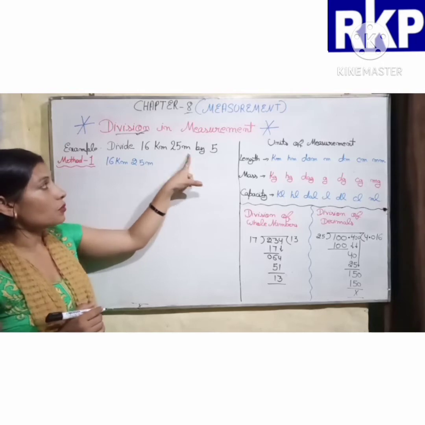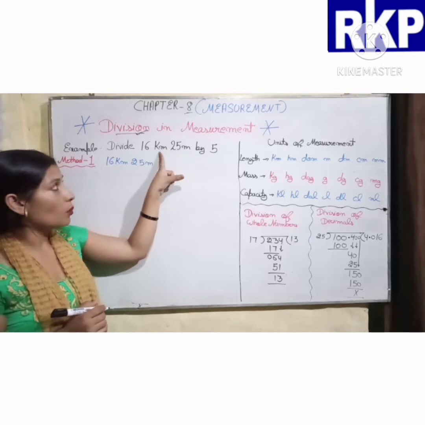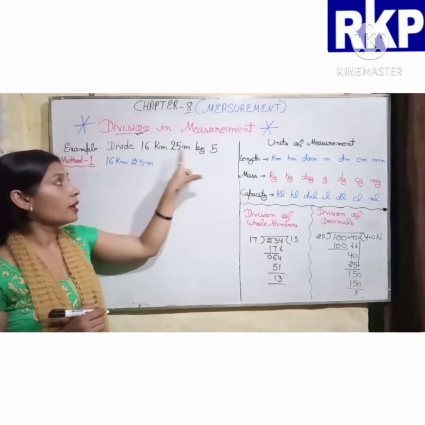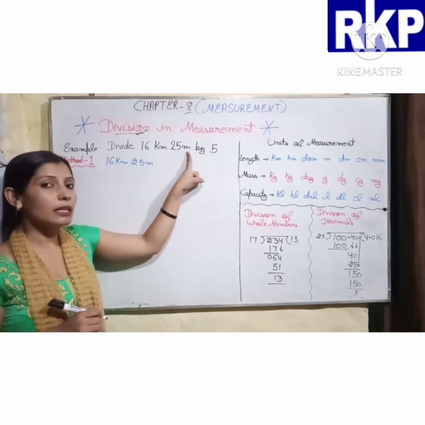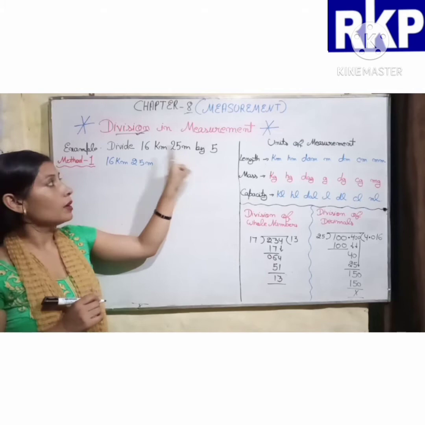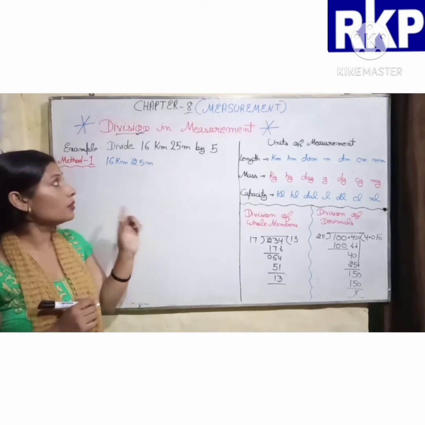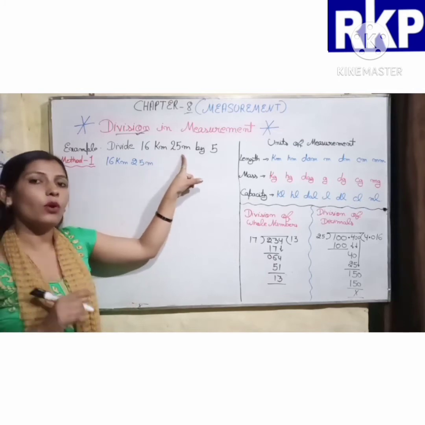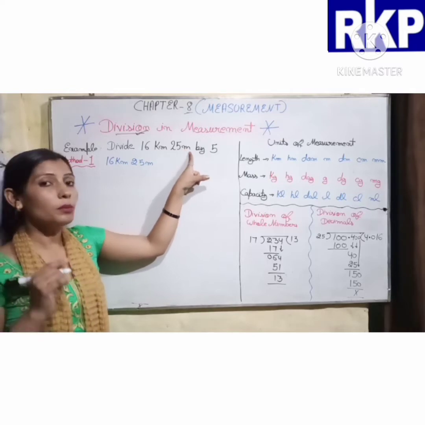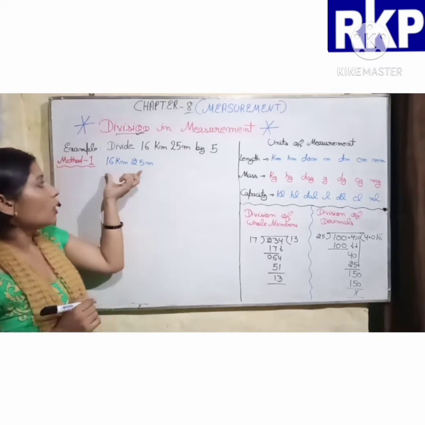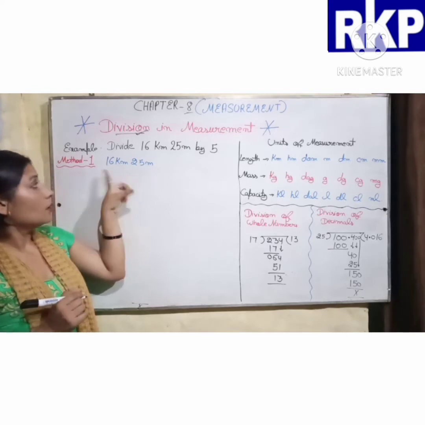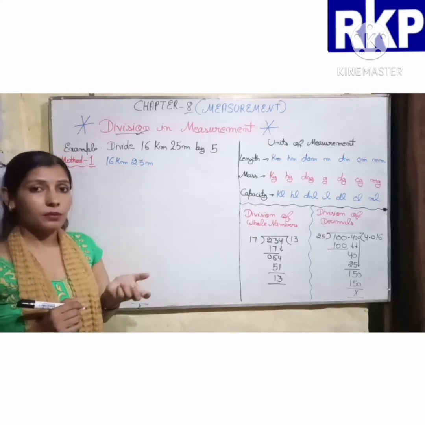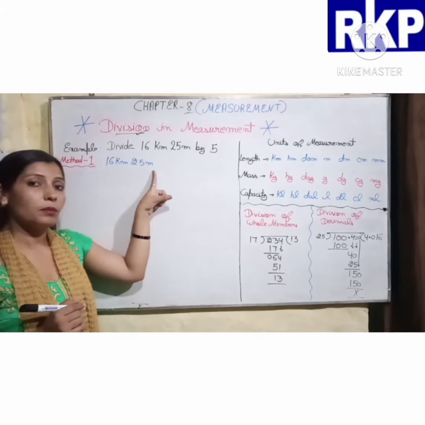Here you can see we have two units, kilometer and meter. And you know kilometer is the greater unit and meter is the smaller unit. So first of all, we need to convert this into the smaller unit, meaning into meters. Now, to convert this into meters, first we need to write the relation between kilometer and meter.